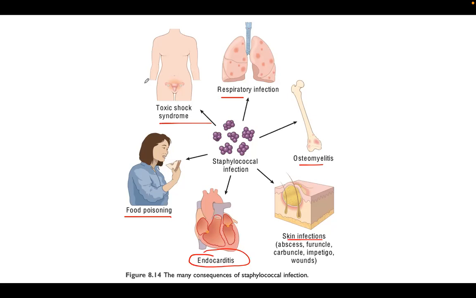Question, what is the toxin which causes toxic shock syndrome? What is the name of the superantigen? It is toxic shock syndrome toxin 1. Okay, TSST-1. So please take note of that, TSST-1. Now, what is the name of the toxin that causes the food poisoning? What is the name of the toxin that causes food poisoning? Okay, very good.